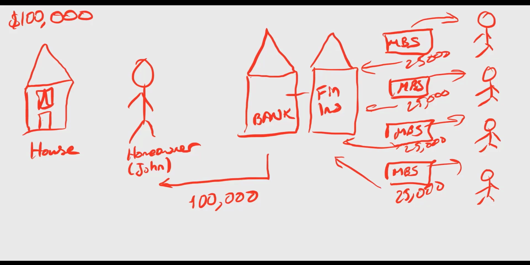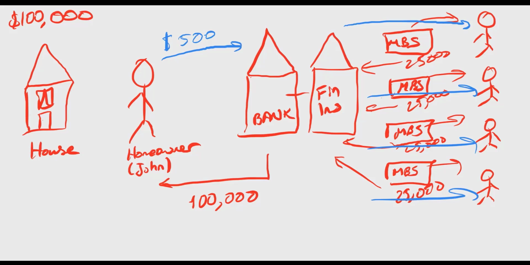Why do these investors buy these mortgage-backed securities? Just because every single month, John is assumed to make monthly payments. So assume again that these monthly payments are $500. So these $500 goes to the bank, and the bank, together with the financial institution, transfers this $500 to these 4 investors as $125. So every single month, these investors receive $125 in return for their purchase of mortgage-backed security. So they get this $125 every single month throughout the term of the loan. This is more or less what mortgage-backed security is.